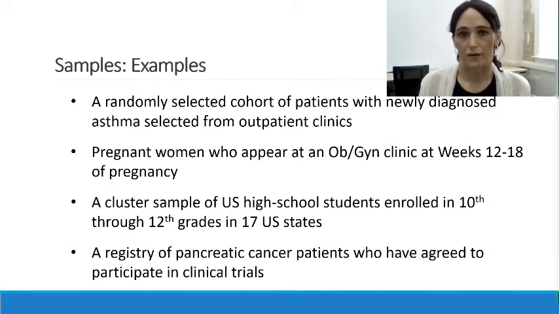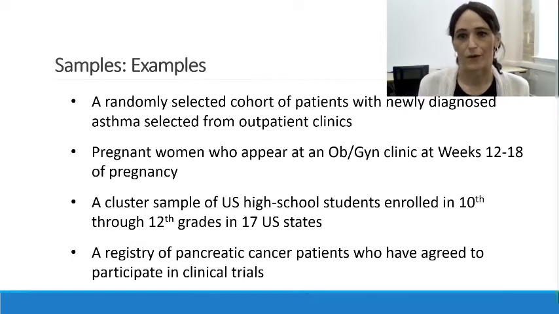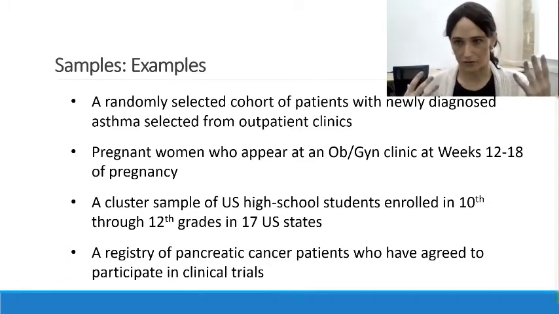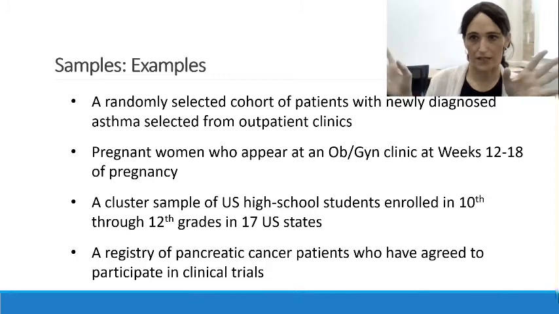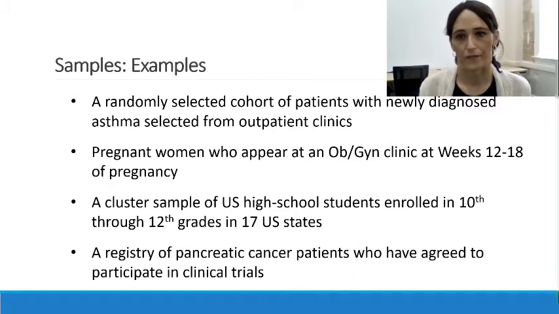Pregnant women who appear at an OBGYN clinic during weeks 12 to 18 of pregnancy. Okay, so this might miss some, right? It's going to miss people who don't report to an OBGYN clinic, maybe people who use midwives or do at-home births, but more often than not, they're going to have a visit to an OBGYN doctor. And so, yeah, we may miss some people. And so we have to adjust the population that we're generalizing to, which is typical pregnancy where there's care received sometime in the first or second trimester.